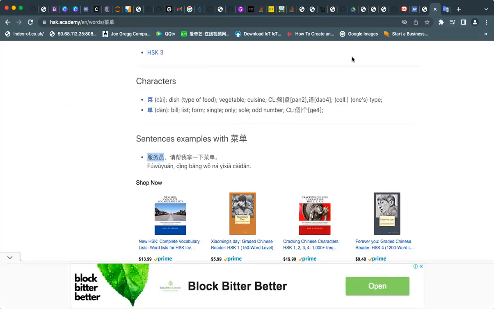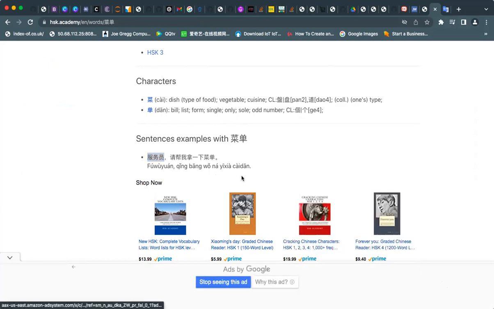Okay, so now that we've got that out of the way, we now have 服务员. Here, 服务员, 请, please, 帮我. What does 帮我 mean? Let me see the character one. 帮.